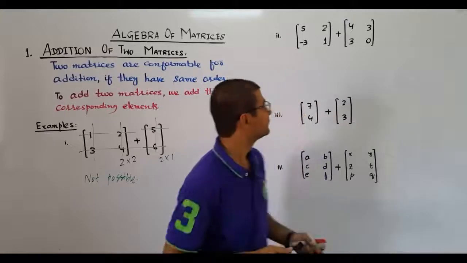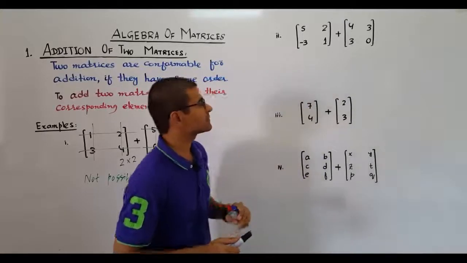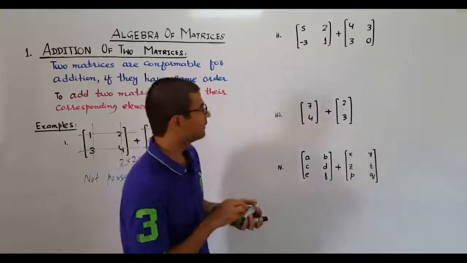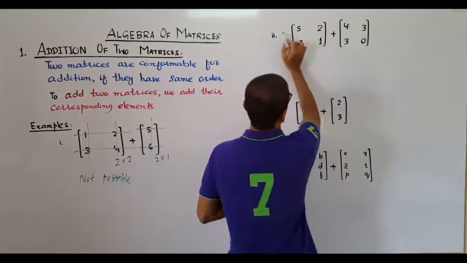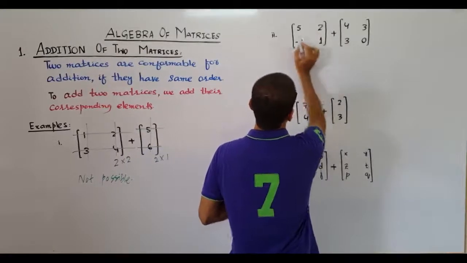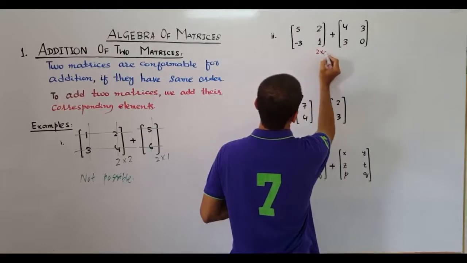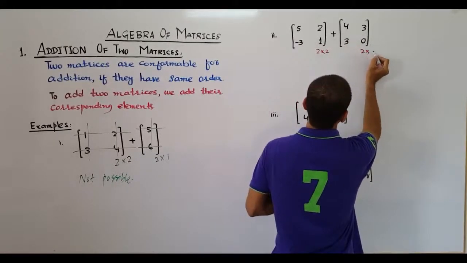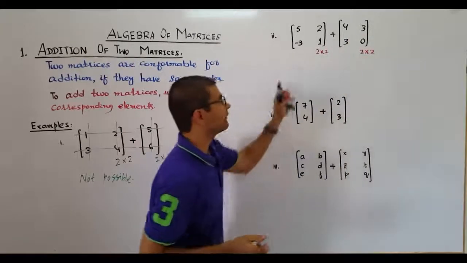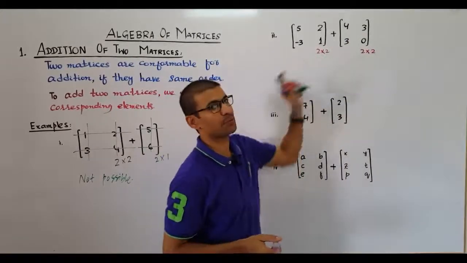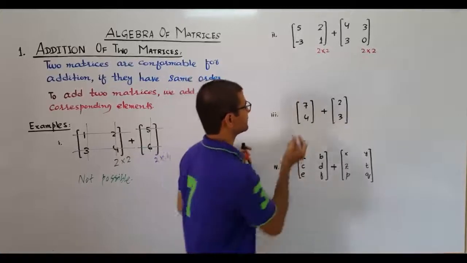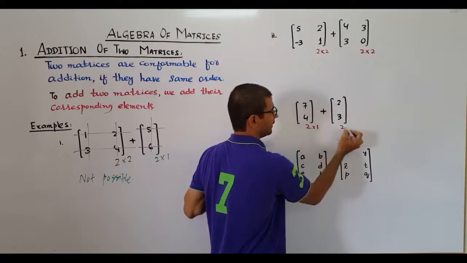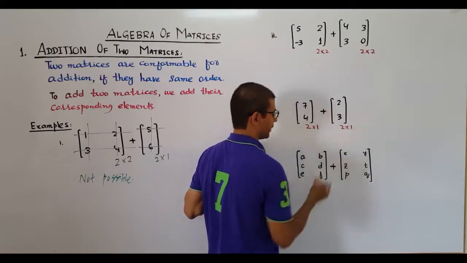Next example, we have 2 matrices. First, for addition, first we have to check either addition is possible or not. For this, first observe their order. There are 2 rows and 2 columns, so its order is 2 by 2. There are 2 rows in second matrix and 2 columns, so they have same order, so addition is possible. In next matrix there are 2 rows and 1 column. It has also order 2 by 1.